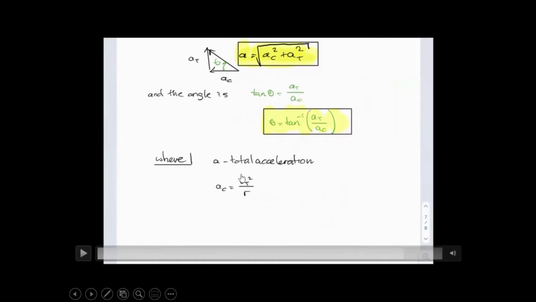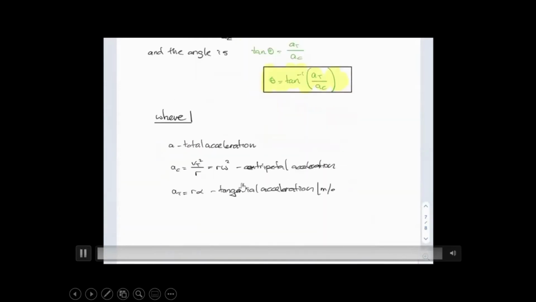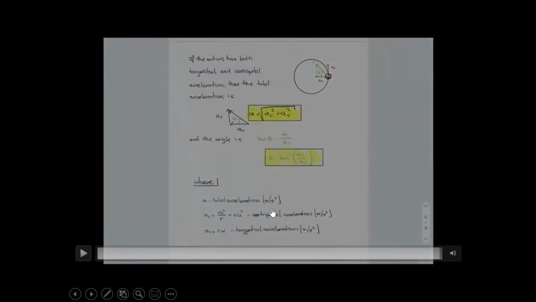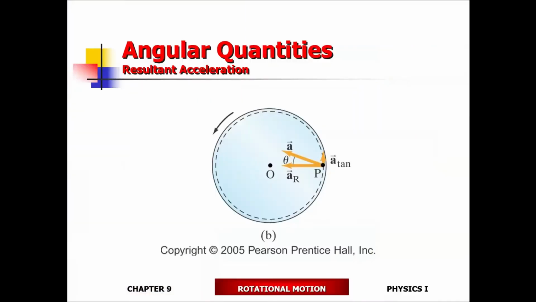Centripetal acceleration is the square of the speed divided by r, or r times the rotational velocity squared. So that's your centripetal acceleration. Tangential acceleration, if you know the angular acceleration, multiplied by r, is going to give you the tangential acceleration. The acceleration is going to be in meters per second squared. So you have the centripetal acceleration, you also have the tangential acceleration, and the net acceleration is going to be a vector, not necessarily pointing towards the center.